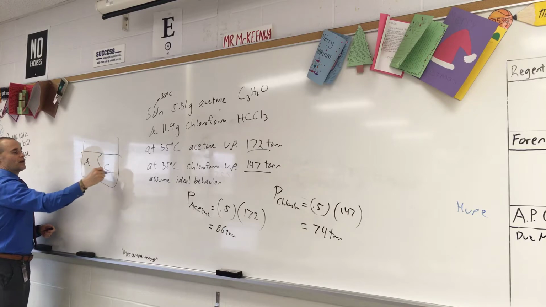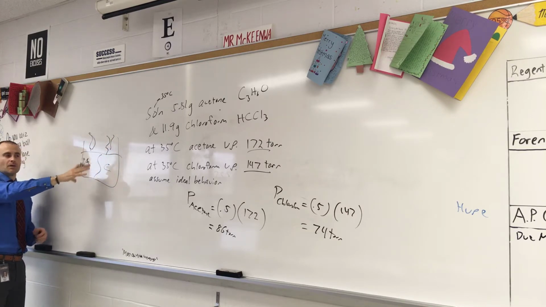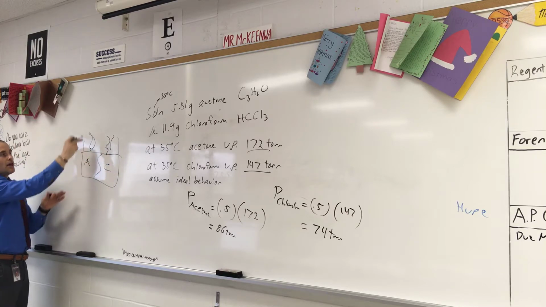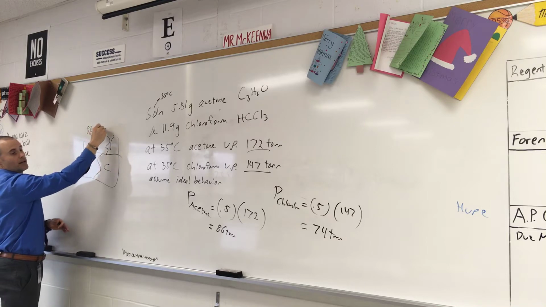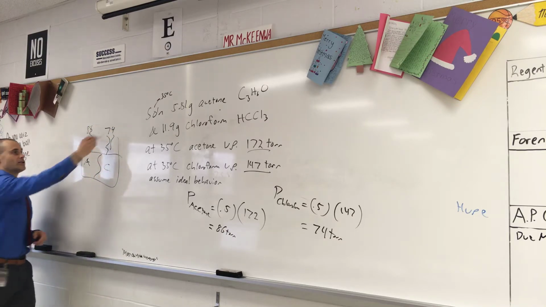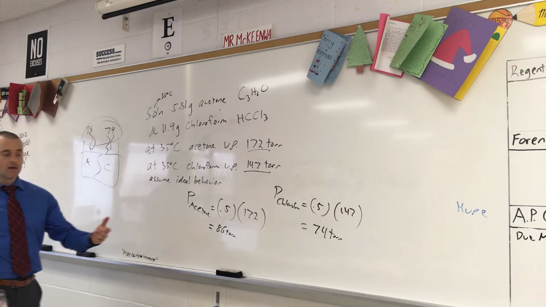We have our acetone over here, chloroform over here. It evaporates, assuming they're mixed, but this is just easier to visualize. This one's vapor pressure is 86. This one is 74. So what's the total vapor pressure up here? That's what part B is asking. Calculate the total vapor pressure.